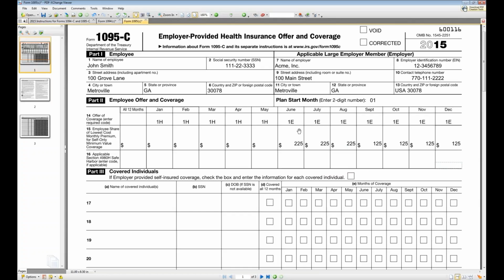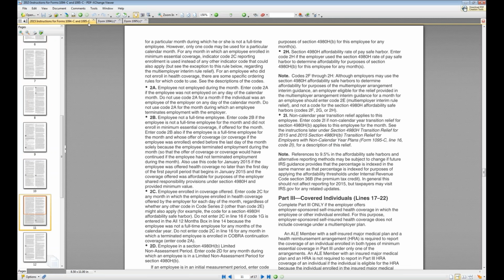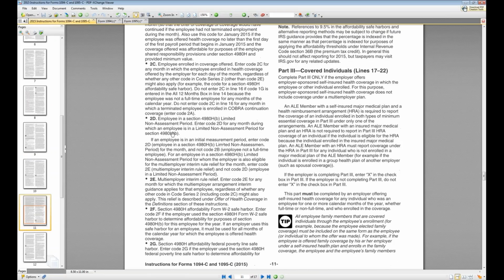Separate scenario: John is hired June 1, but now we've got a 90-day waiting period. So he's hired June 1, but he's not eligible until September 1. What would we do there? We would just continue the no offer of coverage 1H code for June, July, and August. We delete the dollar amounts because he's not offered coverage for those months. And then there is a specific code for the waiting period. It's actually 2D. Technically, it says employee in a section 4980H(b) limited non-assessment period.